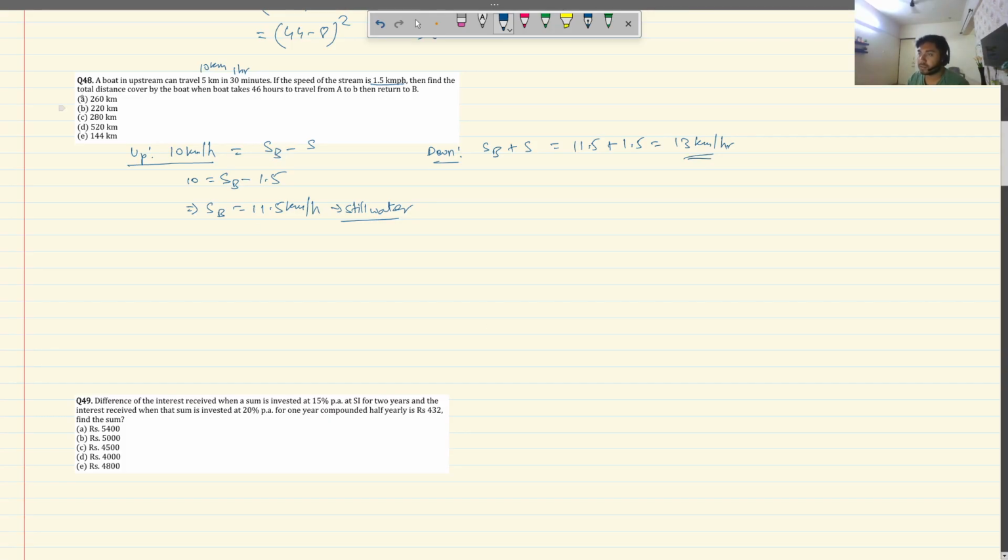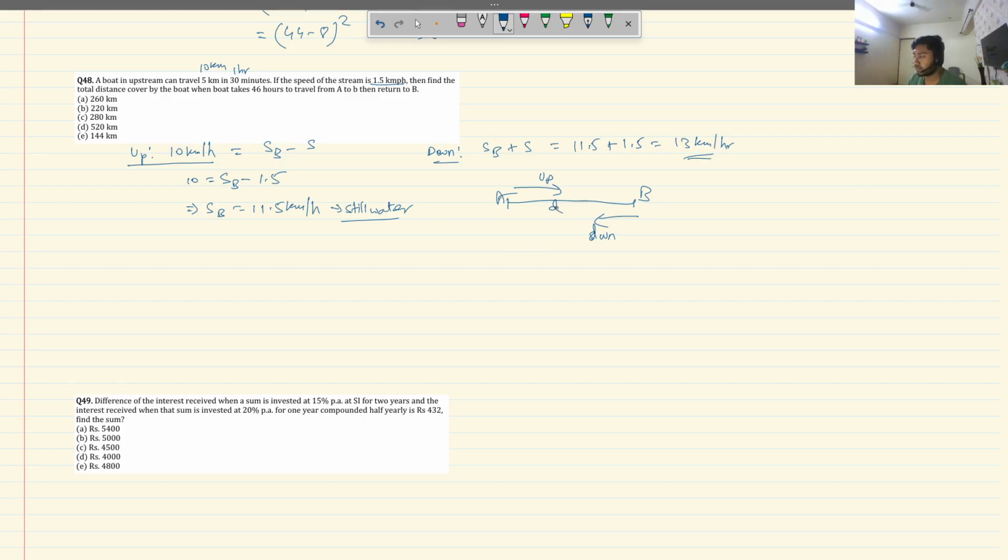now it says find the total distance covered by the boat when boat takes 46 hours to travel from A to B then return to B. So there are 2 points A and B. बोट A से B जा रहा है फिर वापस आ रहा है. सो एक टाइम मान लेते हैं ये अपस्ट्रीम है, एक टाइम ये डाउनस्ट्रीम है. राइट, तो दोनों तरफ जाने के लिए उसका डिस्टेंस तो सेम ही है क्योंकि दोनों पॉइंट के बीच में डिस्टेंस मेरा सेम ही है D.